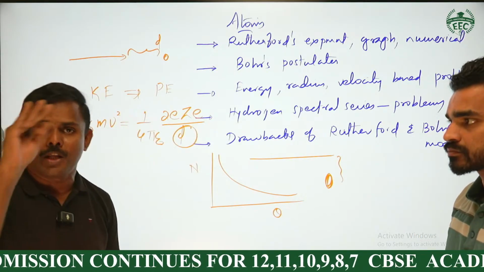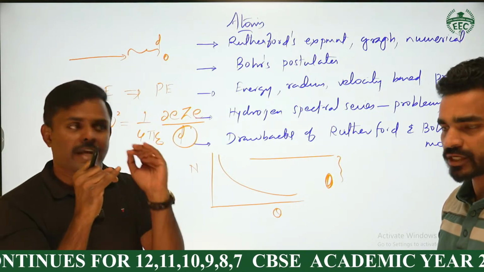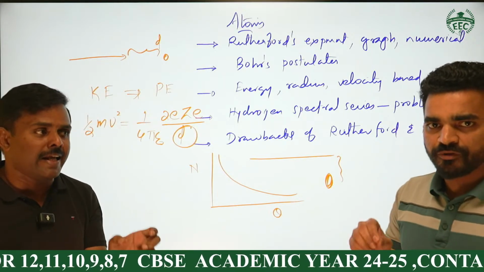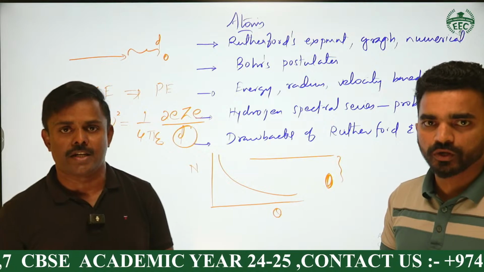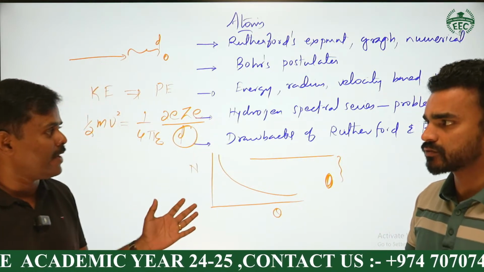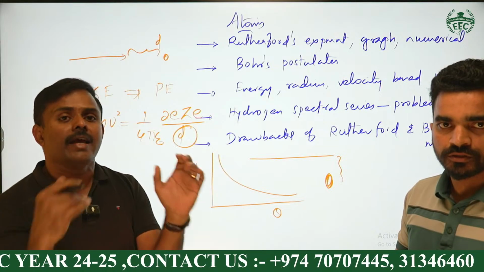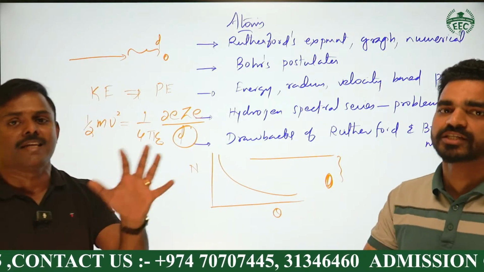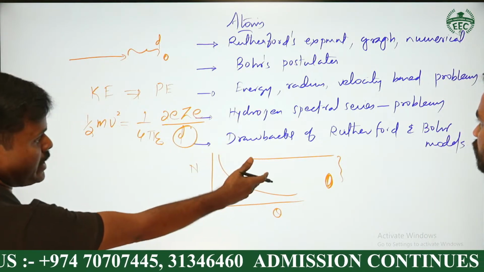Bohr's postulates, there are 3 postulates. Electrons can revolve in certain non-radiating orbits called stationary orbits. Second one, in such orbits, angular momentum mvr is equal to nh by 2 pi. Then, quantization condition. And third one, electron might make a transition from higher energy to lower energy. In this process, the emission is h nu equal to Ei minus Ef, the energy difference. Okay. Then we have hydrogen spectral series and drawback.